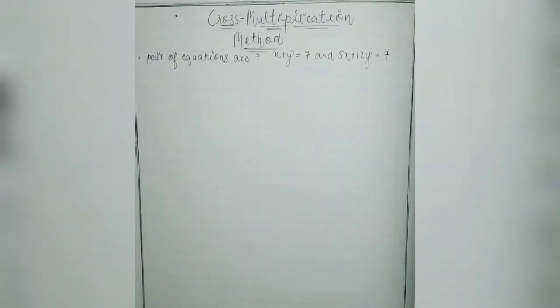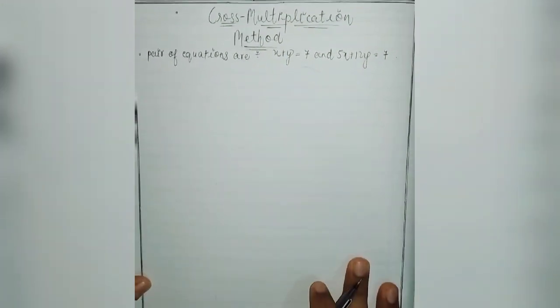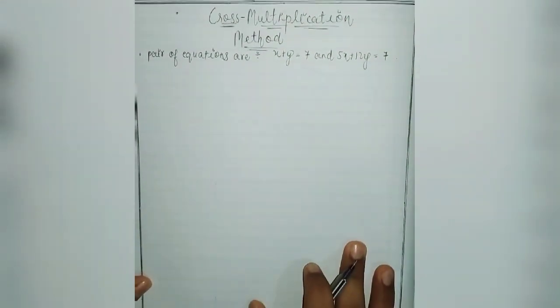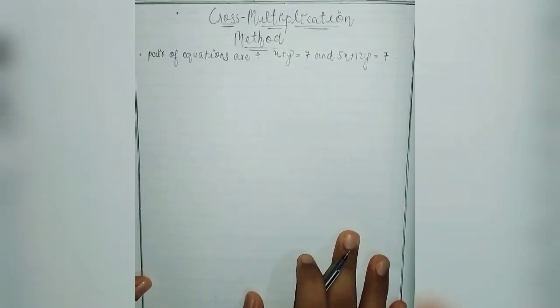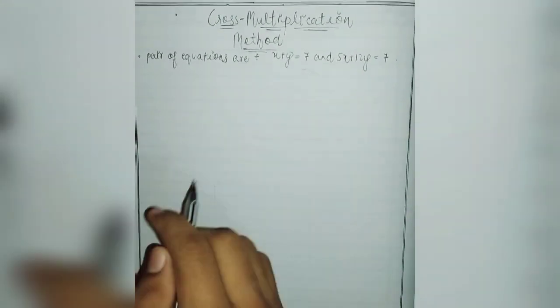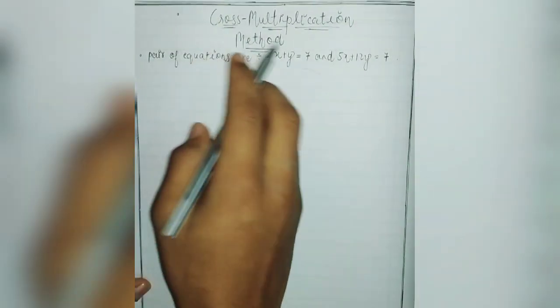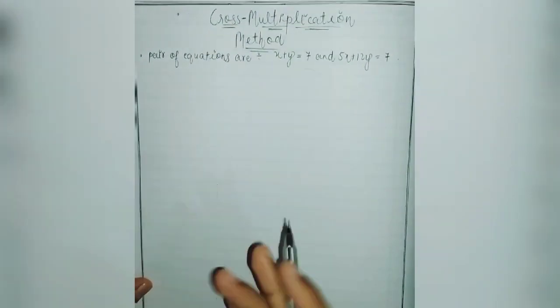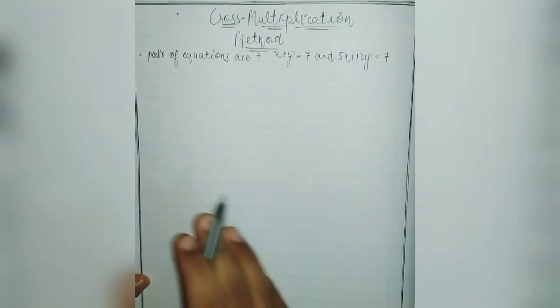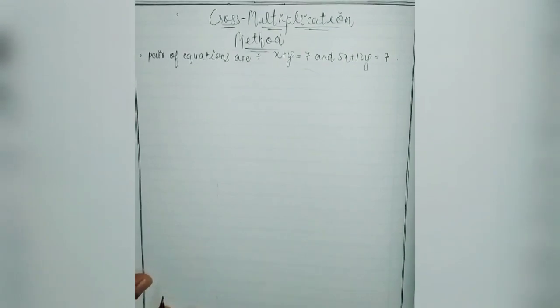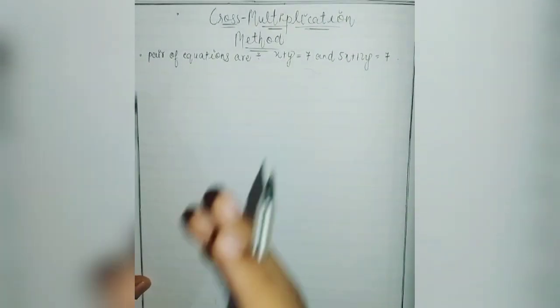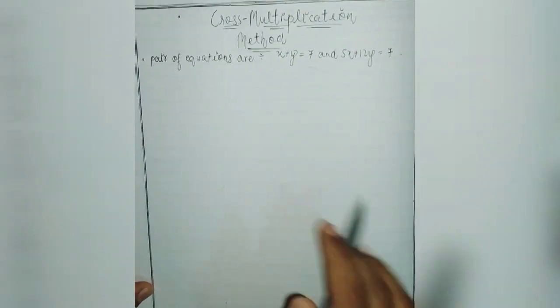Today's topic is the cross multiplication method. I hope that you have learned the elimination and substitution methods, which are the easier ones in this chapter. But the cross multiplication method is a little bit different, or we can say more difficult, than the substitution and elimination methods. So let's get started.